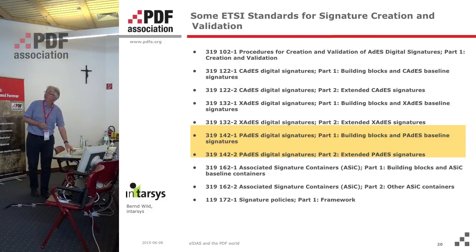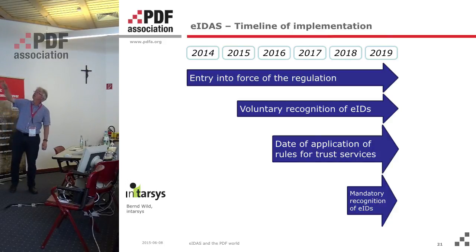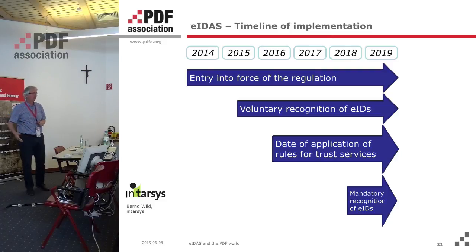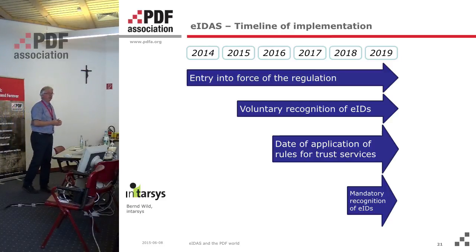Okay, just to skip this, these are the references to the ETSI standards I mentioned for PAdES. Okay, this is a timeline. We had 2013 entry into force of the regulation. The application of rules for the trust services will start in mid 2016, that means mid of next year. Then every national CA who wants to play in the game of qualified trust service providers has to be compliant with this eIDAS regulation. And for the public administration, the mandatory recognition of eIDs from foreign countries or the other member states will take effect in mid 2018.